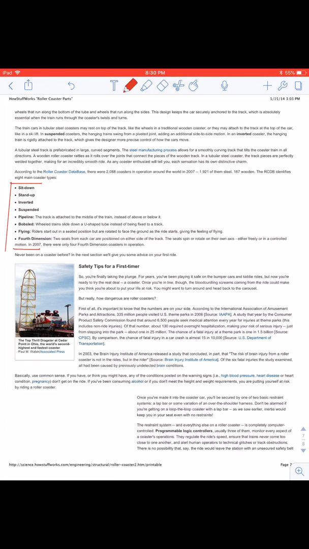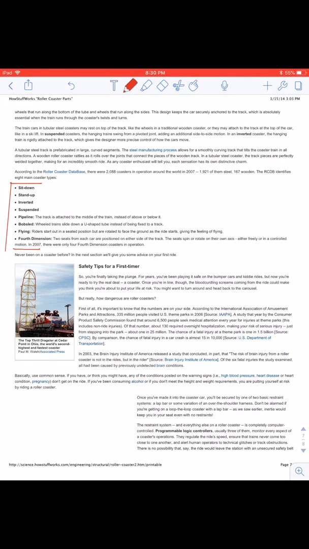In 2003, the Brain Injury Institute of America released a study that concluded in part that the risk of brain injury from a roller coaster is not in the rides, but in the rider. Source, Brain Injury Institute of America. Of the 6 fatal injuries the study examined, all had been caused by previously undetected brain conditions.